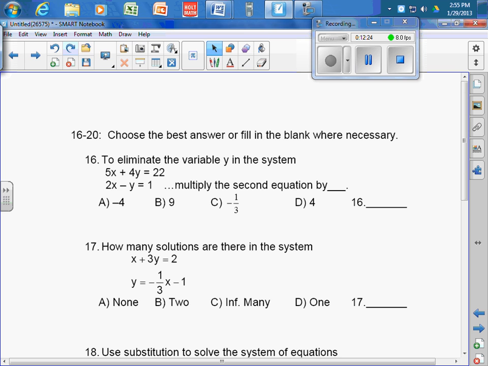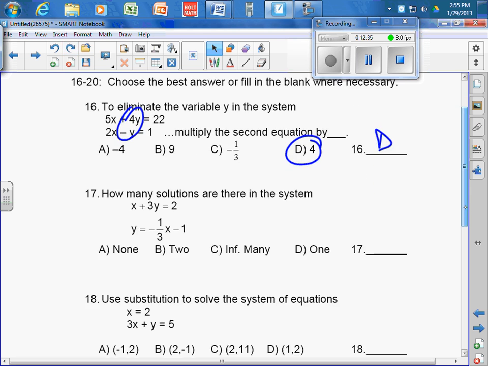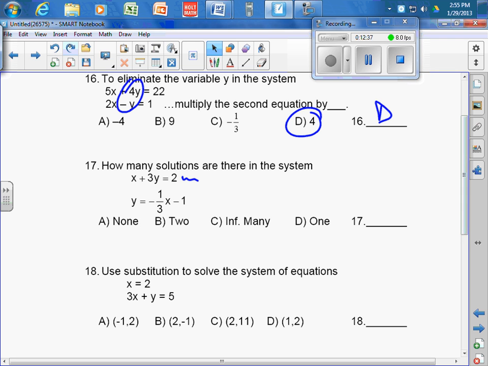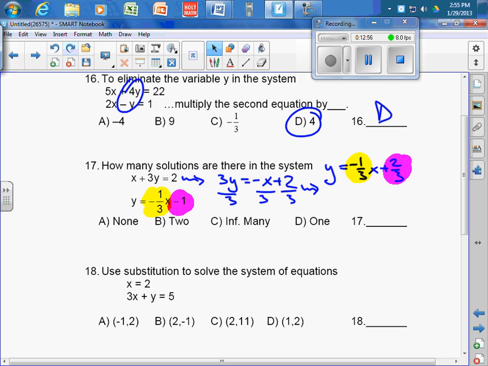In number 16, we're going to cancel out the y's, so we have to multiply by 4. 16 is D. Number 17, how many solutions does this system have? Well, the top equation, you get y is equal to negative 1/3 x plus 2/3. Compare the negative 1/3 here and the negative 1/3 here, and we see they have the same slope. Look at the y-intercepts. They are different. That means that these two lines are parallel, which means there's no solution, A.